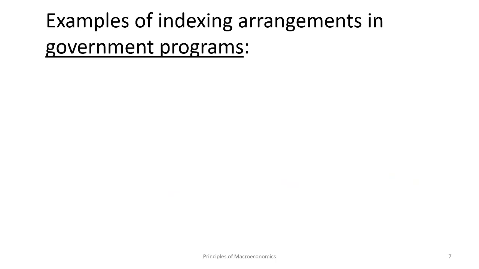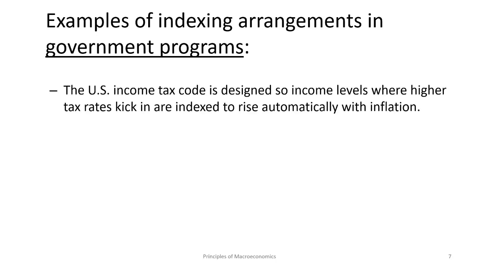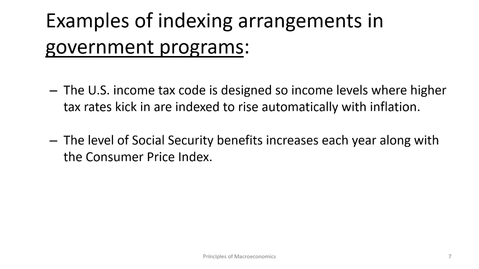Let me give you some examples of indexation from government programs. For example, the US income tax code is designed so income levels where higher tax rates kick in are indexed to rise automatically with inflation. Or in the case of social security, it is indexed to the consumer price index. As prices go up, so do your social security payments. Otherwise, if you live for 30 years after your retirement and your social security payments remain the same, that money is not enough towards the end of the 30 years. That's why these are adjusted for inflation.